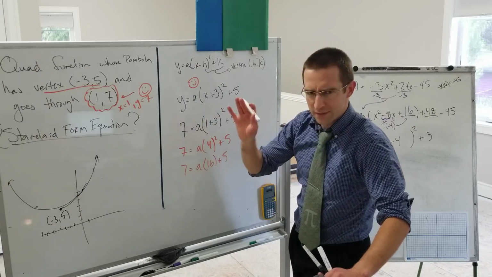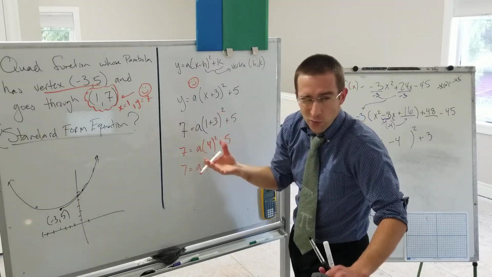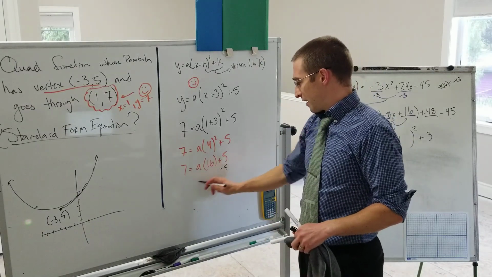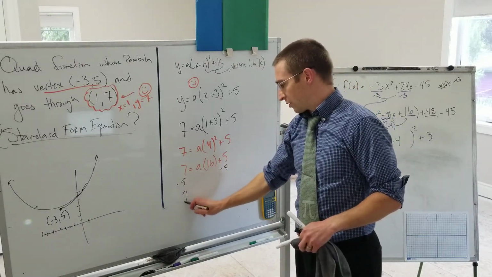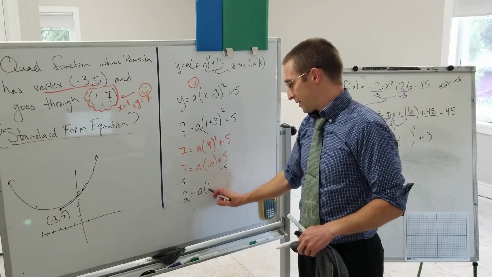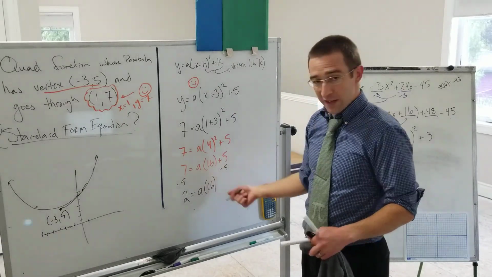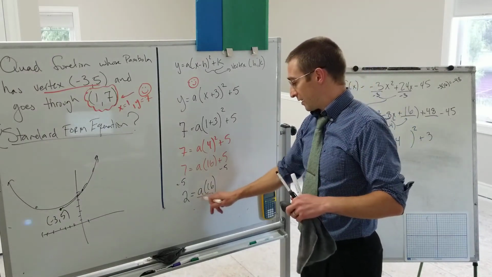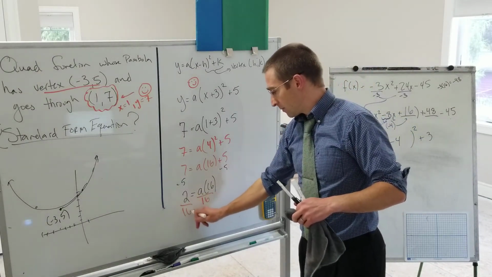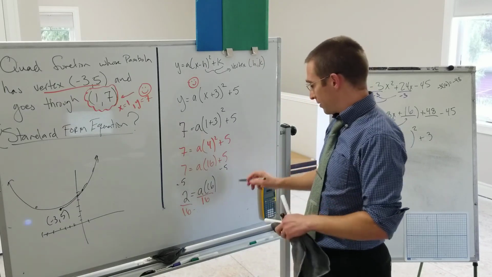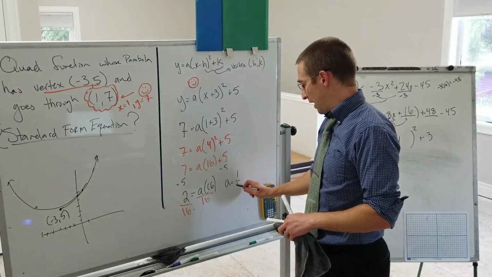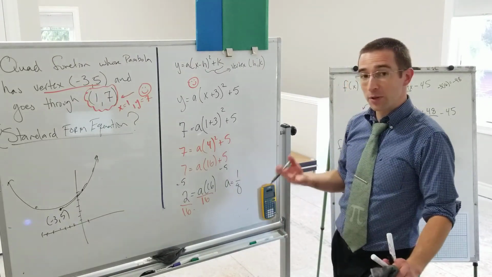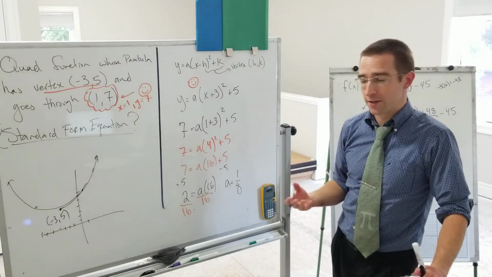You can do this in different orders. All right, now we can subtract 5 on each side. So we get 2 equals a times 16, right? Because they're right next to each other, that's implying multiplication. That's what it means. So we divide by 16, and we get a equals 1/8. Are we done?